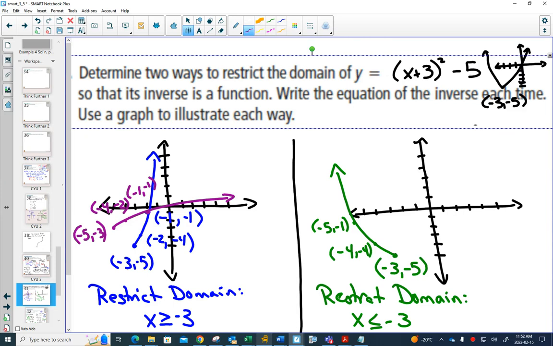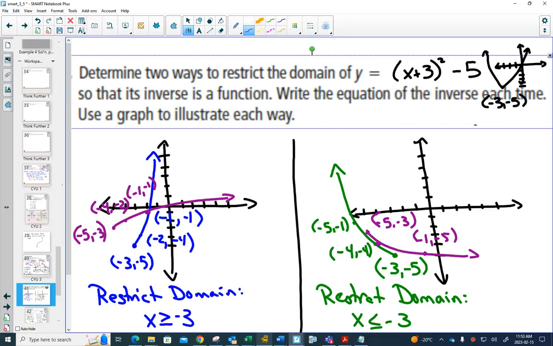So I have taken and I switched my x and y coordinates, and I drew my inverse for that one. Same thing over here. I'm going to go -5, -3. That point is the same on both graphs. -4, -4, that one's not going to change because I switched x and y. But -5, -1 will be -1, -5, and I have my inverse drawn on that.